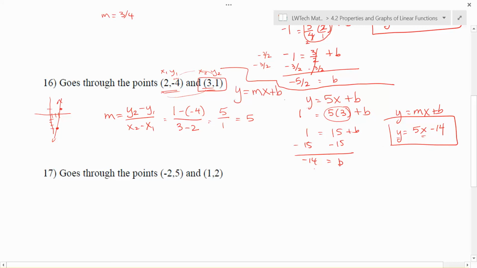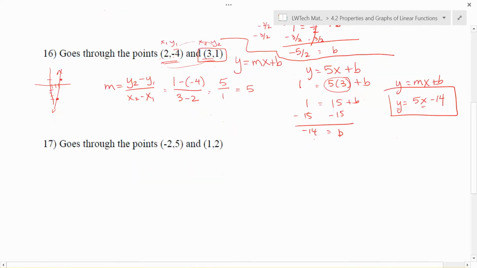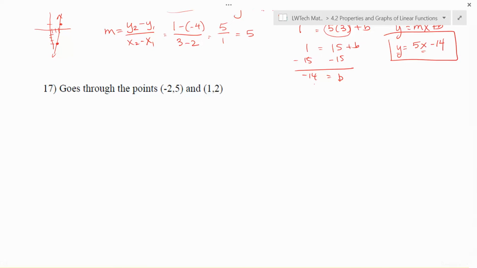Couple of things to note here that I think are interesting. Keep in mind, if you put in 2 for x and negative 4 for y, this should come out as a true statement. If you put 3 in for x and 1 in for y, this should come out as a true equation. So it's a nice way that you can double check your work or give yourself a little sanity check when you're done, if you'd like to make sure that your equation will actually work for the situation.